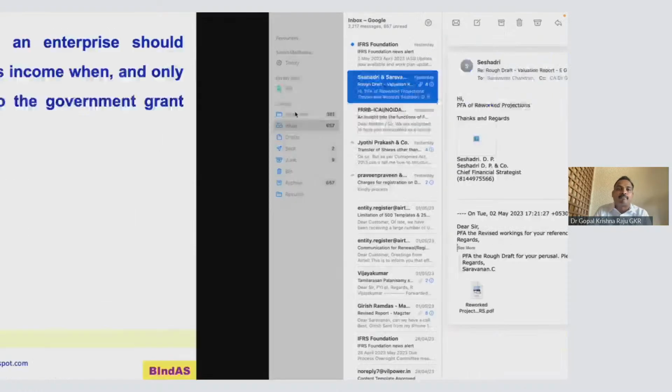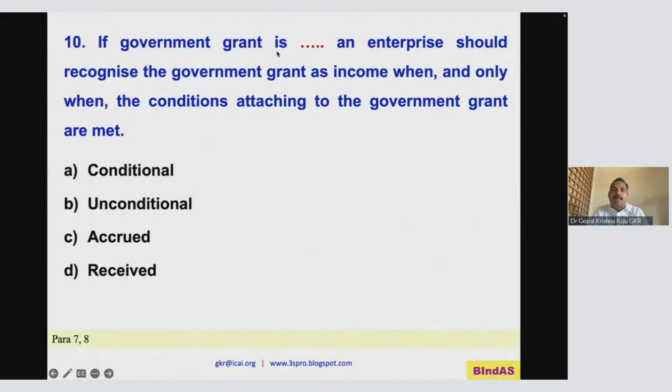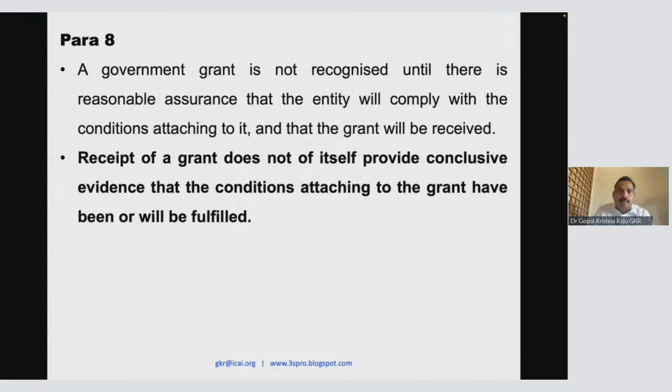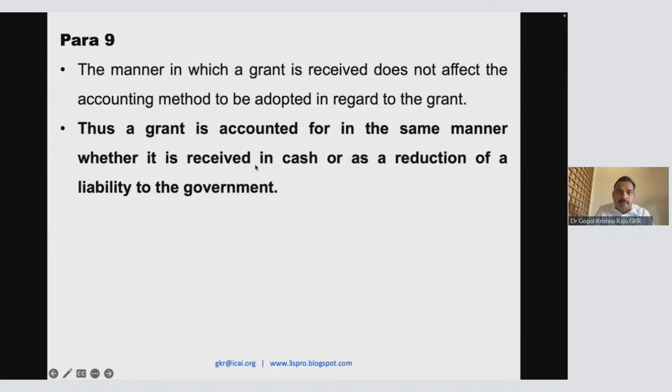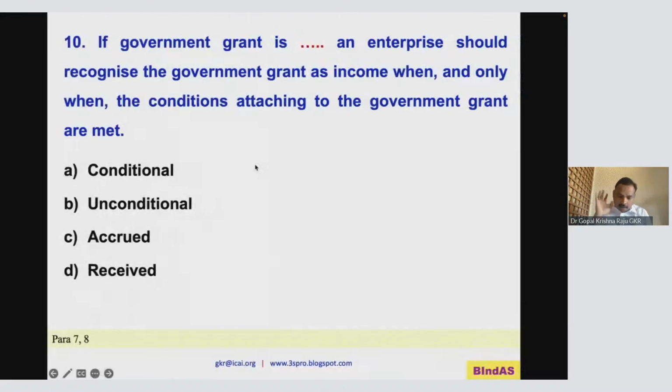So if the government grant is conditional, where is the question? Sorry, the 10th question. If the government grant is conditional, an enterprise should recognize the government grant when and only when the condition attached to the government grant is met. So your answer is in the question itself. Look at the word conditions. It's already there. So 10A.